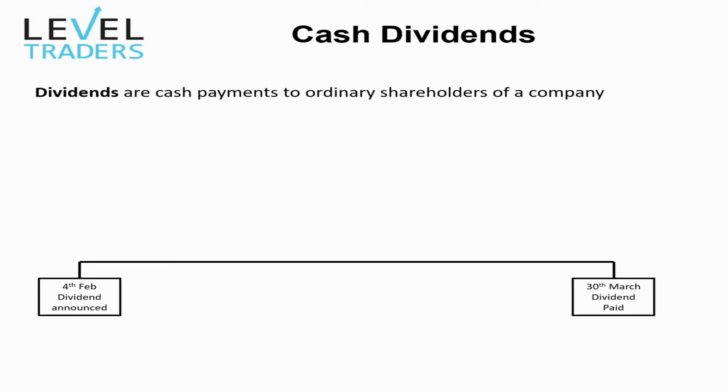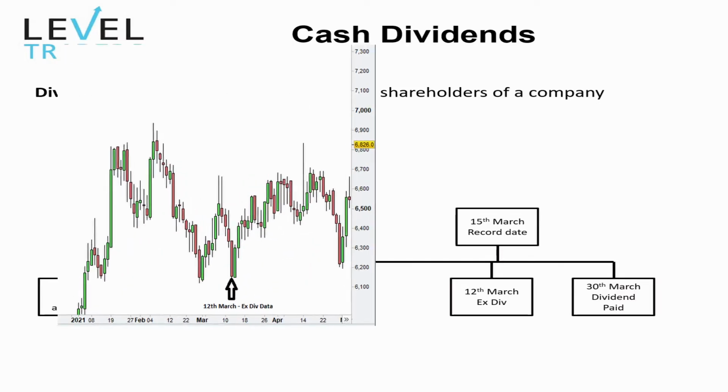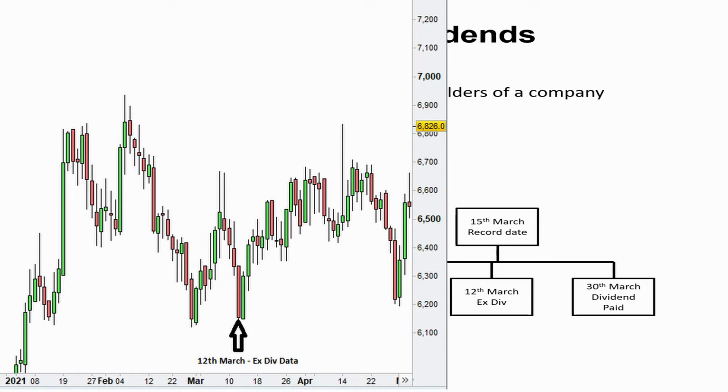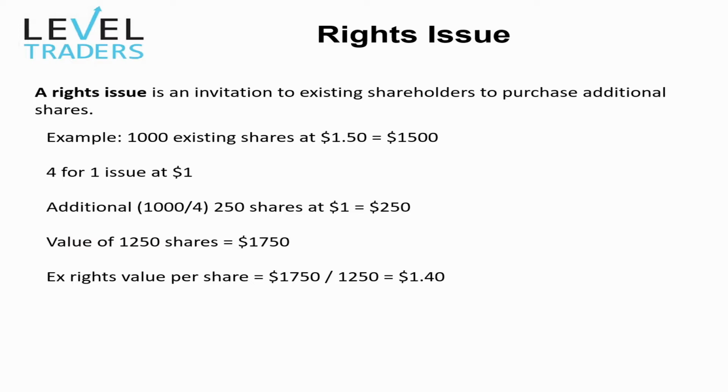In between is the ex-dividend date and the record date. Now, after a stock goes ex-dividend, the share price typically drops by the amount of that dividend paid to reflect that the new shareholders are not entitled to that payment. And you can see that here in this chart where Gilead Sciences' share price drops on the ex-dividend date. The record date is the date when the company reviews its list of shareholders to see who is entitled to that dividend payment. Now let's have a look at rights issues.